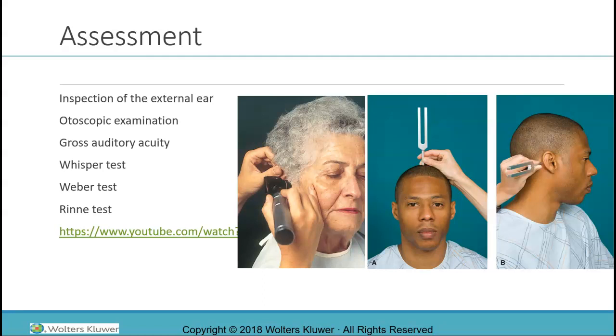With the Rinne test, you're going to place the base of the struck tuning fork, you're going to strike it to get it vibrating, on the mastoid bone behind the ear. You can have the patient indicate when the sound is no longer heard. You can move the fork beside the ear and ask if it's now audible. In a normal test, the patient can hear the fork at the ear. And again, there's a nice video link for you if you'd like to learn more about that. But again, you'll have the opportunity to practice this in your advanced health assessment course.